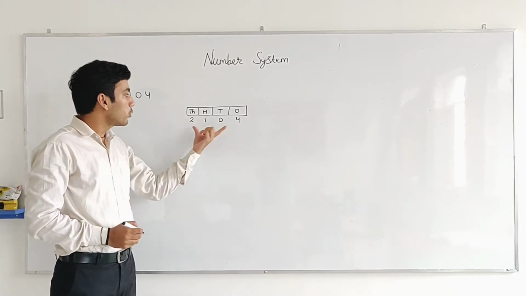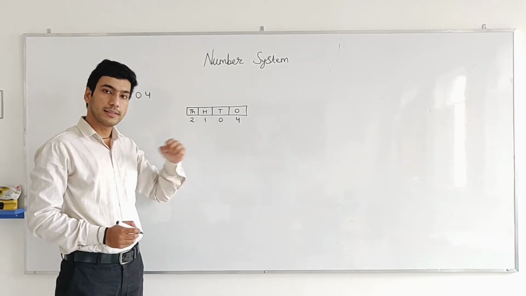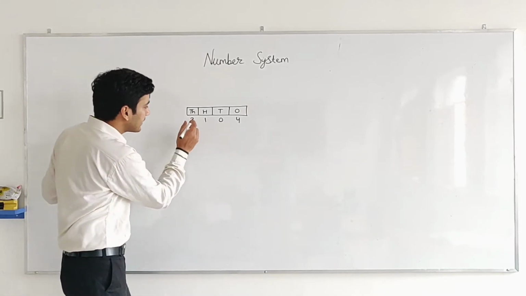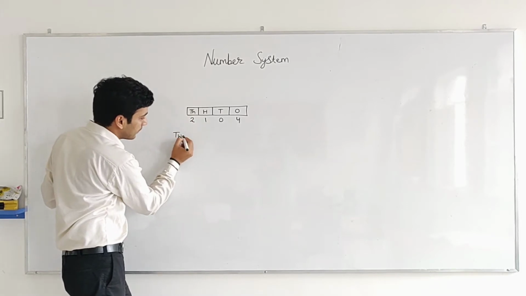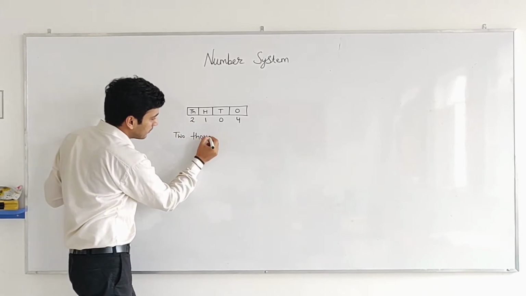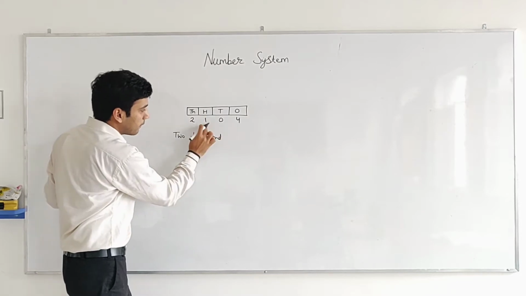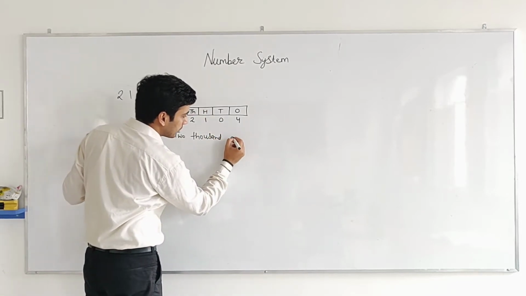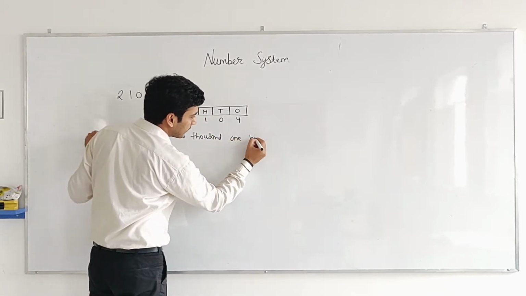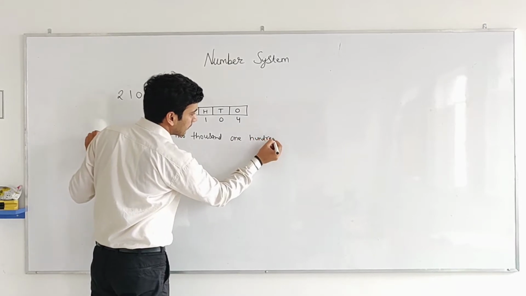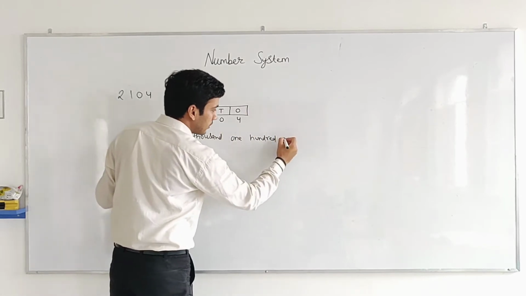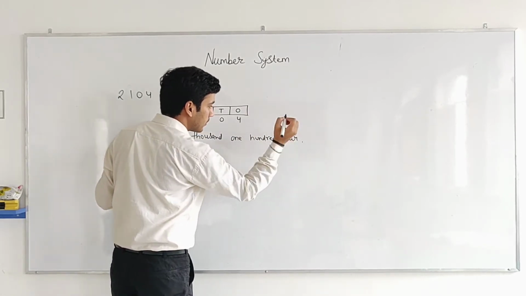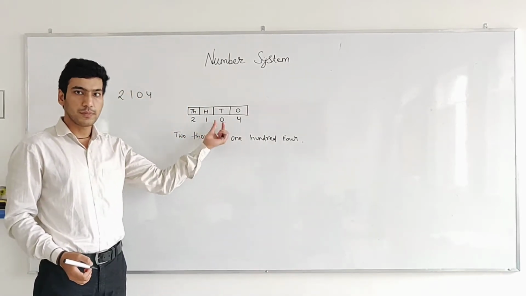Now if I want to write the number name of this number, how will I write it? 2 is on 1000's place, so 2000. 1 is on 100's place, so 100. 0 is on 10's place and 4 is on 1's place, so 4. So this is the number name of this number.